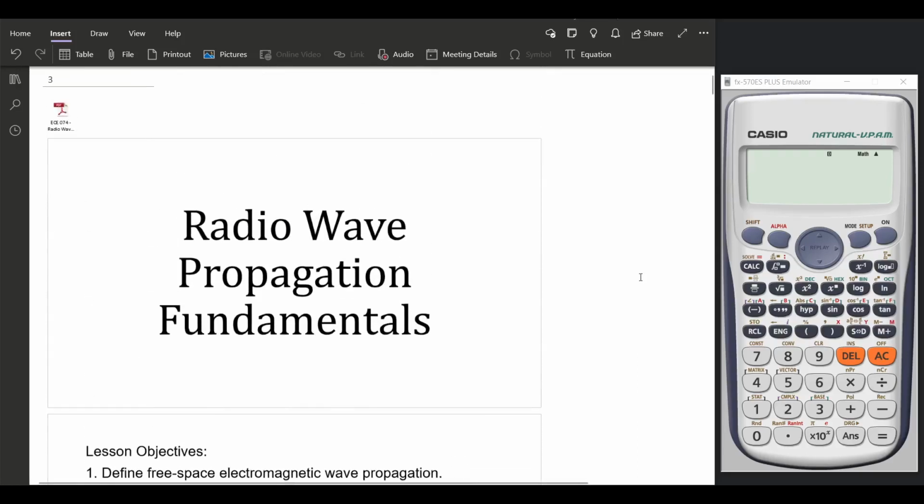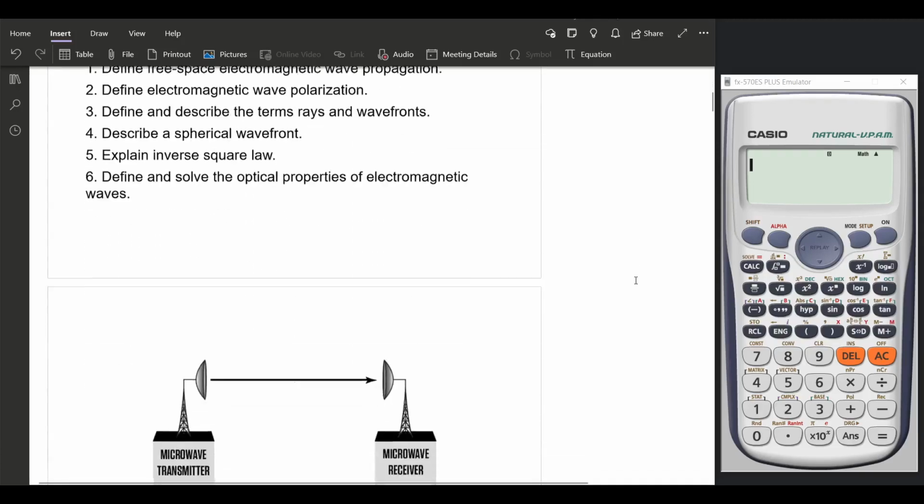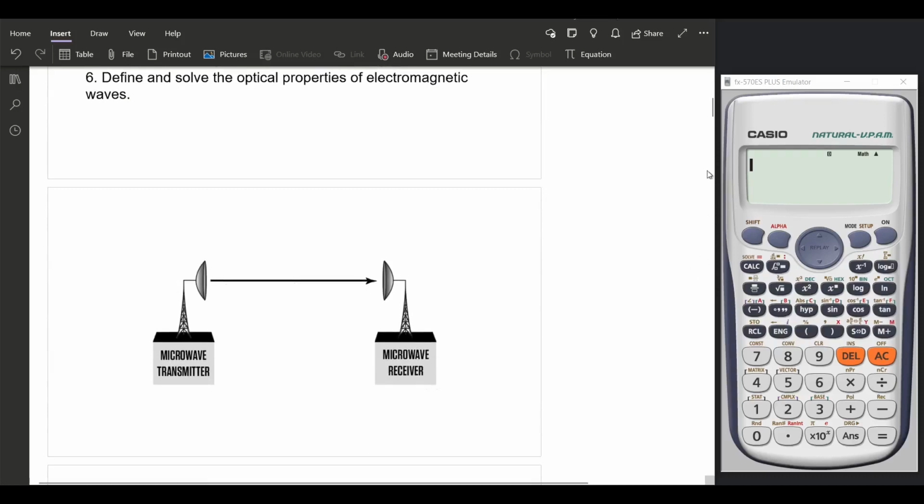Okay, so radio wave propagation. So this is another topic. So we're done with transmission lines. Okay, so let's review first the communication system. So this is a diagram ko.